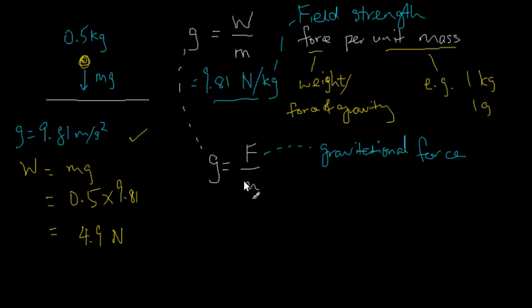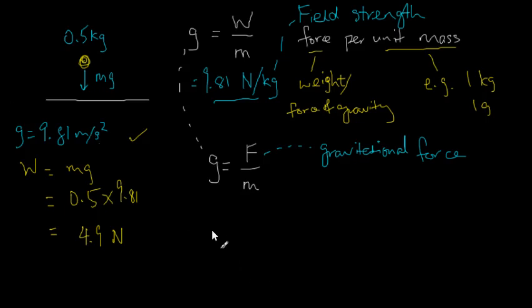Therefore, with this idea, I can now extend the idea of g. I don't have to restrict my idea of g to just the 9.81 meters per second squared when I'm standing on the ground. I can extend it to the field strength when I'm very far away from the ground, say if I take a spaceship and go to the moon or go to a place quite far from Earth. So let's think about that.